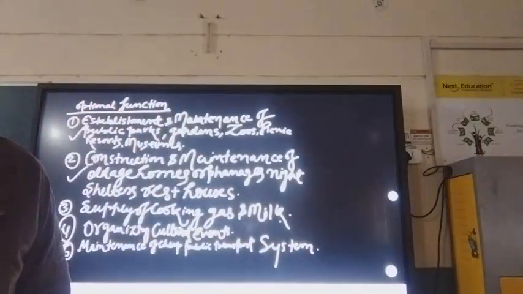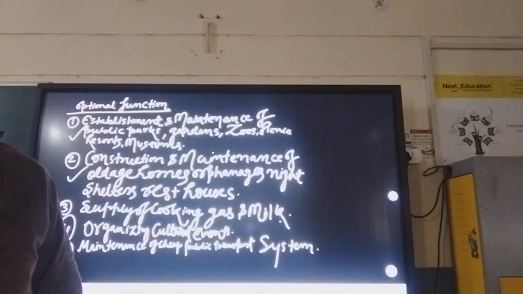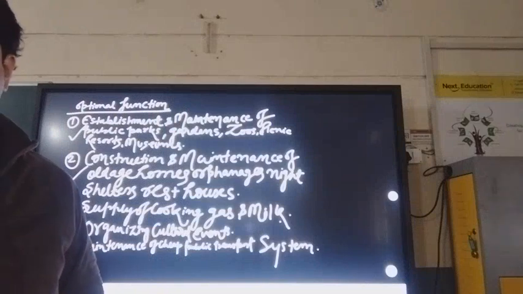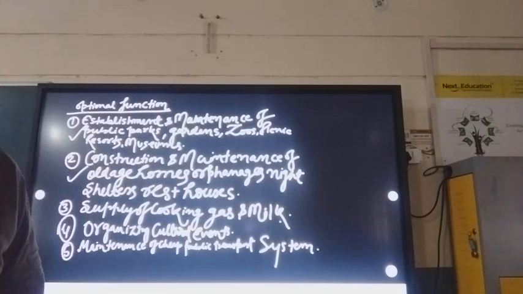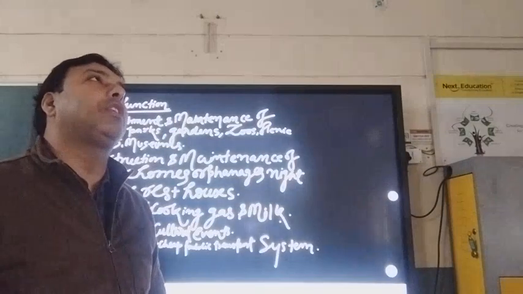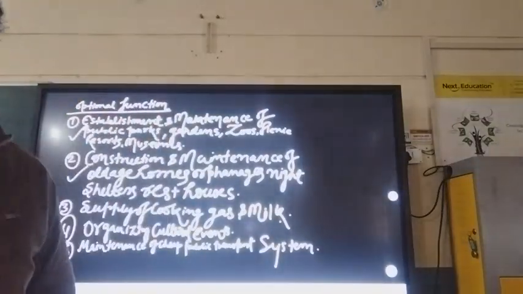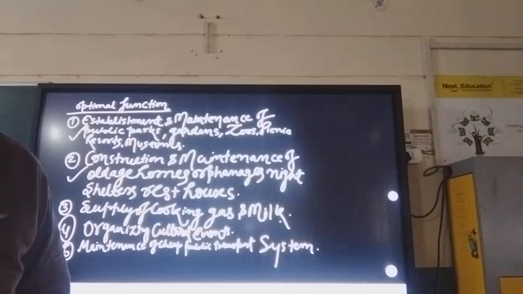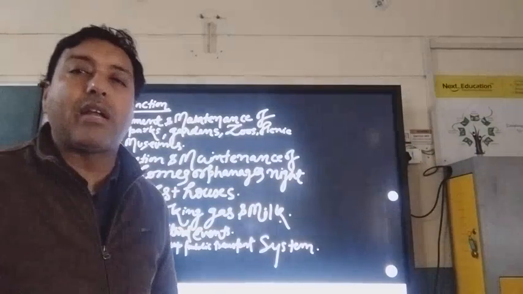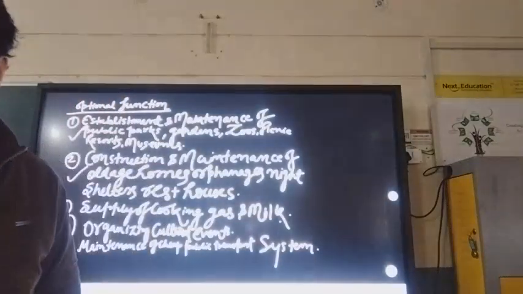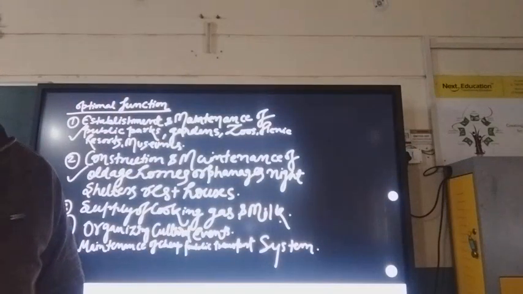Next is Chief Executive Officer. The Chief Executive Officer is an appointee of the state government. Who has appointed the Chief Executive Officer? The state government has appointed the Chief Executive Officer, who usually belongs to the state civil services. Civil services you know very well. He looks after the administrative wing.